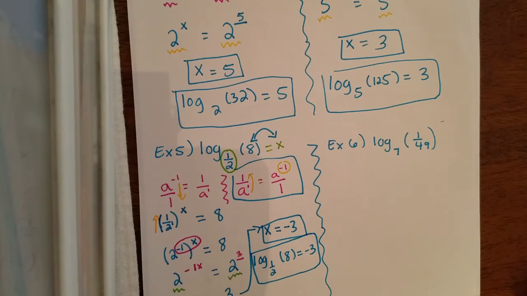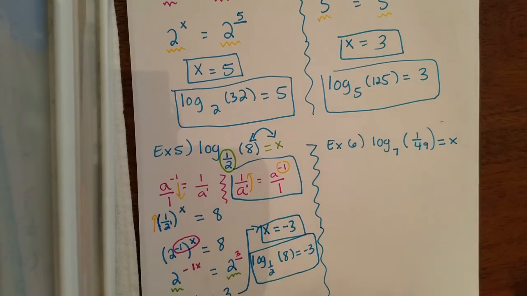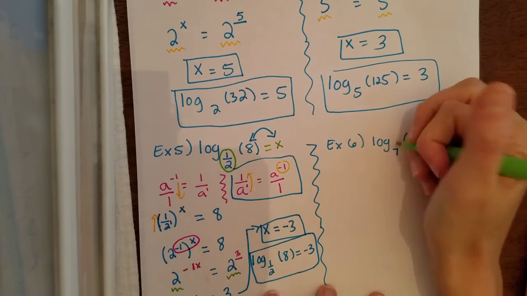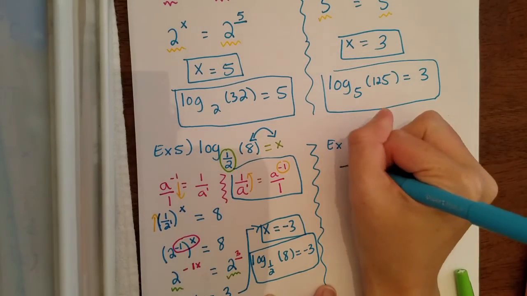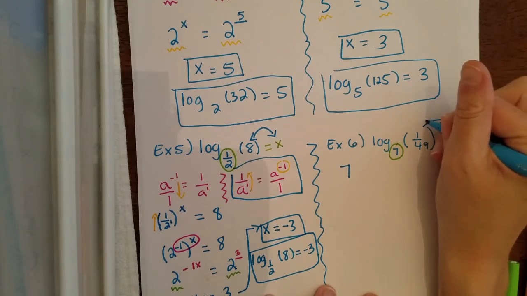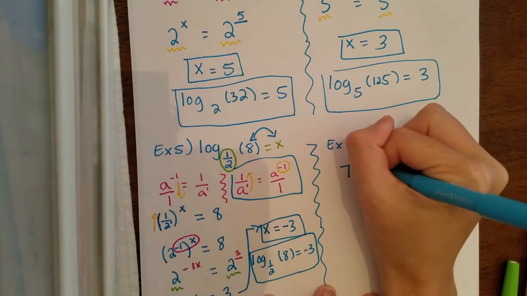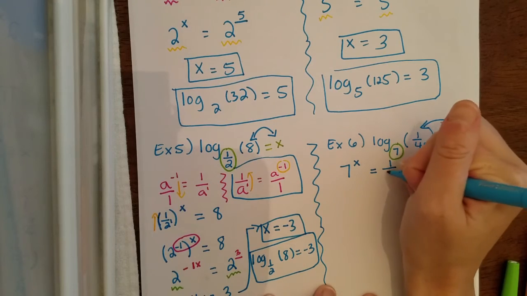Like last time, before we start solving these problems, we always set these problems equal to an x, so we can have something to work with. Next step, we got to convert that bad boy into an exponential. The base of our exponential is the base of our log, which is secretly a 7. So that will be the base of my exponential. Remember, these two are going to trade sides. So the x is going to hop to be with the 7, and the 1 over 49 will hop to the other side.